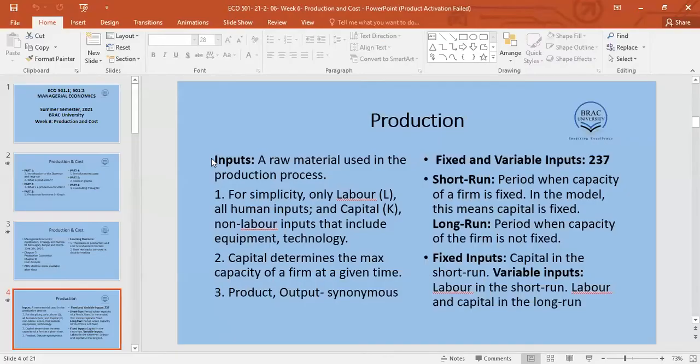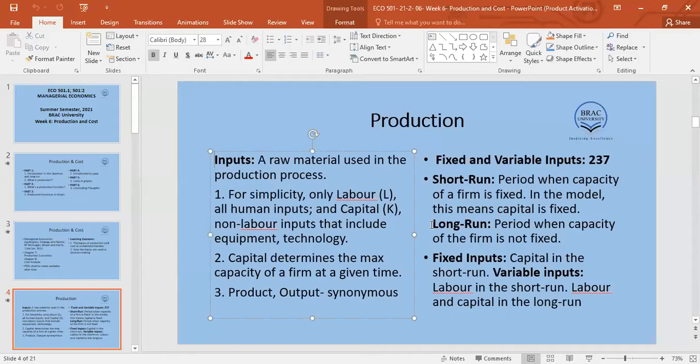So let's get back to the slides. What your text says is that some raw material is used in the production process. Now we are doing a graphical analysis. Therefore, we don't have more than 2 axes, so the number of inputs that we are going to use is 2.